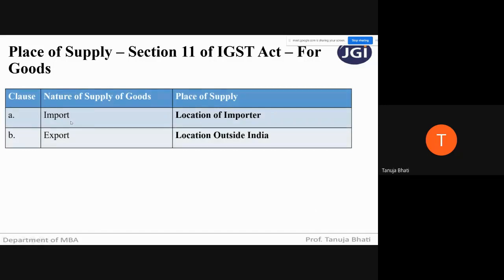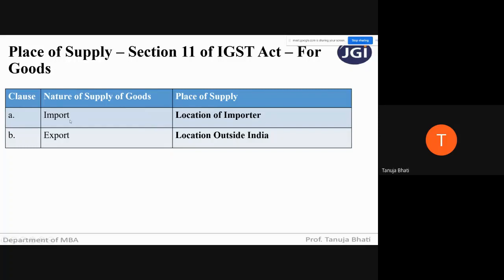So remember students, if you're feeling that it is an import, which means now the supplier is outside India and the recipient is in India, then you call it an import. If it is import of goods, the place of supply will be the location of the importer. And if it is export of goods, then the place of supply will be the location outside India. So is this clear, students?